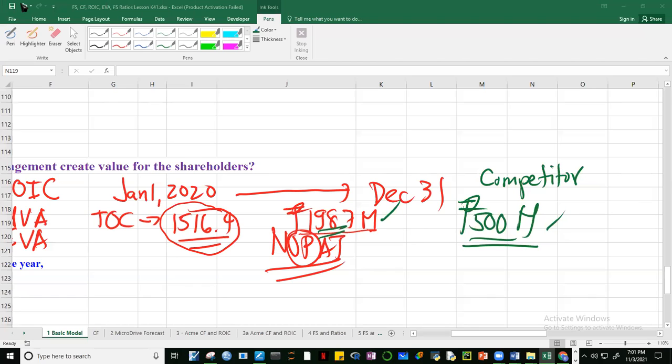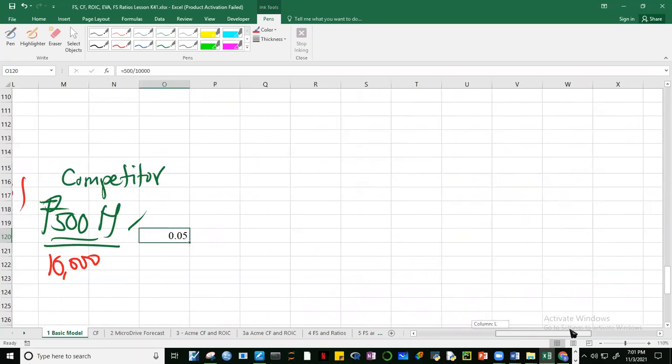What if this company had an operating capital of 10 billion, 10,000 million? If you get the ROIC of that, when we compare it with our ROIC, this is 500 divided by the 10,000 million. So this is only 5%. Only 5%, while we were able to generate 13.10%.